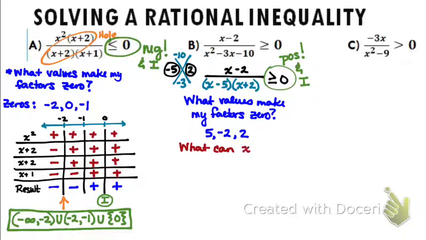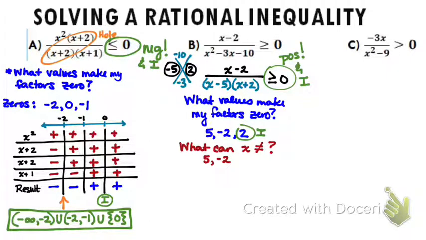What can x not equal? 5 and -2. So I would have to have parentheses with those pieces regardless of the or equal to, because it cannot be equal to those values. But we can include this +2. So we have to make sure that we're using a bracket with that one.